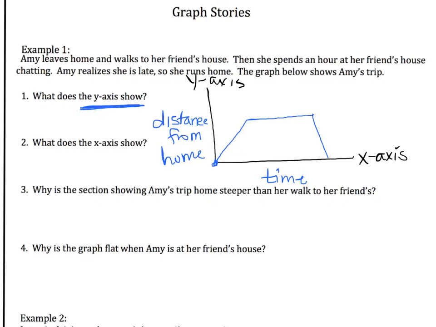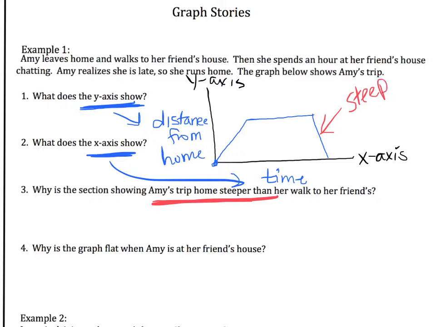The y-axis shows her distance from home. The x-axis shows time passing. The question then is, why is the section showing Amy's trip home steeper than the walk to her friend's house? This is steeper because she's running. So her distance to home is rapidly decreasing. So we'll just say it's steeper because she's running.